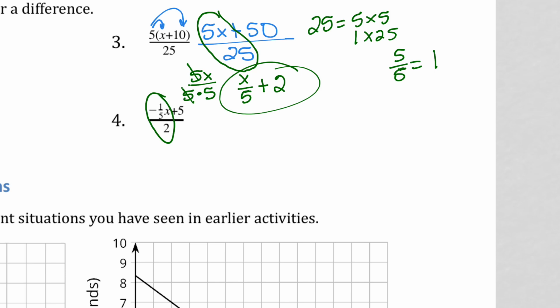So we could say this is a fraction. We could say this is 2 over 1. And then you could do keep change flip, and you could do negative 1/5 times 1 over 2. So what's 1 times 1? 1. What's 5 times 2? 10. Okay, so we get negative 1/10. Is that the answer? That's the first term.